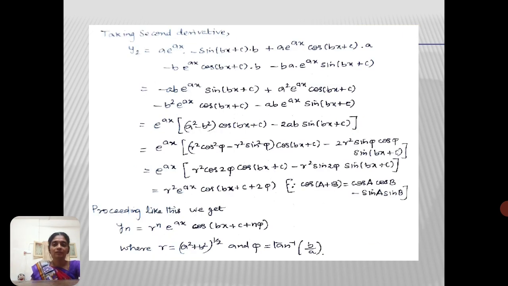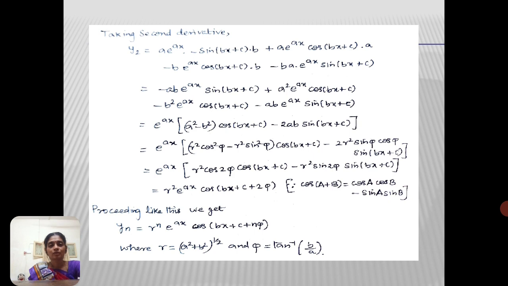We take r outside, we get r e^(ax) into cos(bx + c + phi). Now we take the second derivative. y2 equals a e^(ax) into minus sin(bx + c) into b plus a e^(ax) cos(bx + c) into a minus b e^(ax) cos(bx + c) into b minus b a into e^(ax) sin(bx + c). e^(ax) is common in all the terms, so we take e^(ax) outside. Then we get (a² minus b²) cos(bx + c) minus 2ab sin(bx + c).